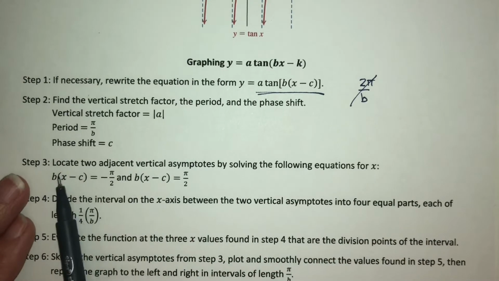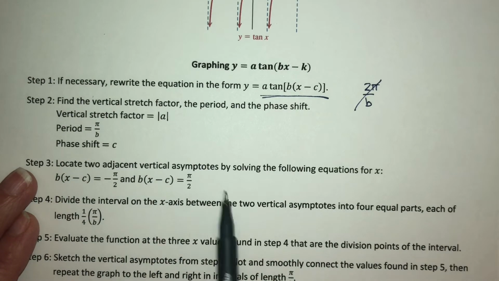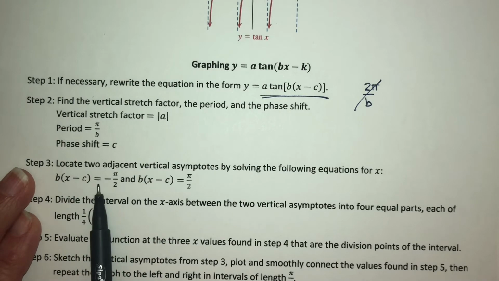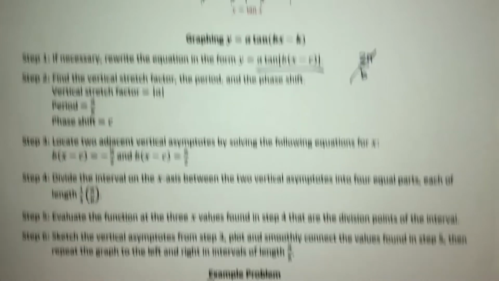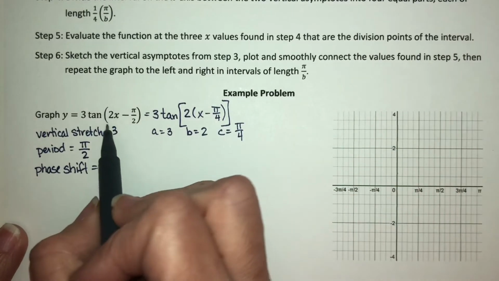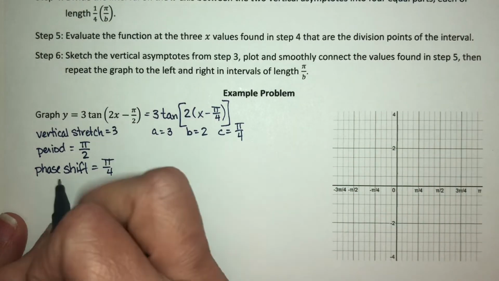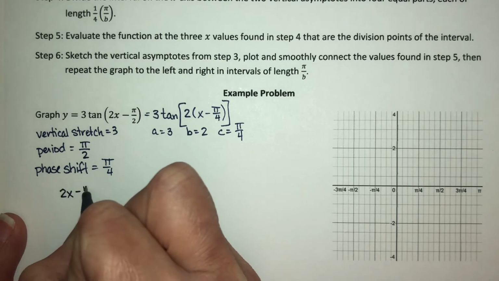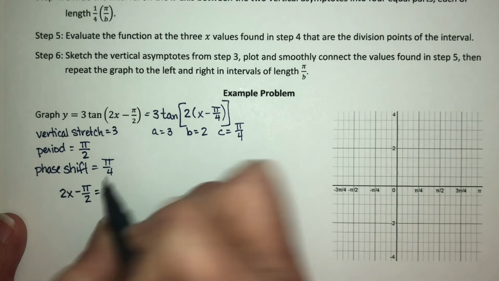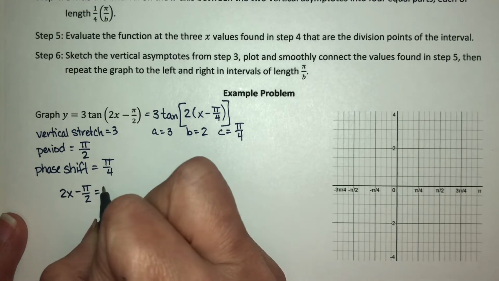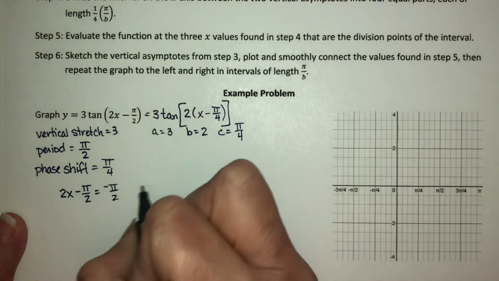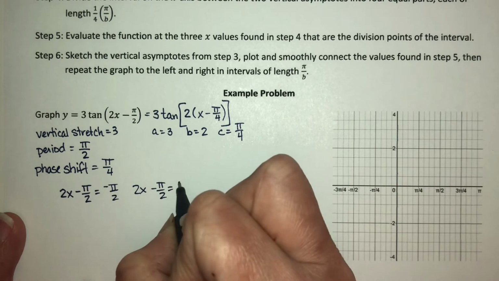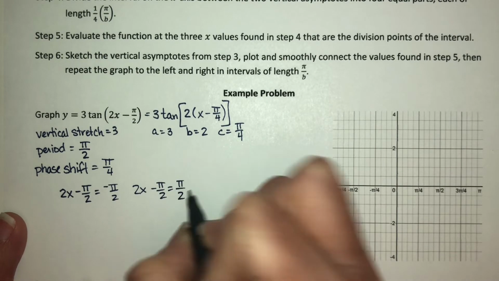Now we're going to find 2 adjacent vertical asymptotes. So I'm going to take the argument and set it equal to negative pi over 2 and then pi over 2. So I'm going to use the multiplied out form just because it's going to make it a little bit easier. So I'm going to set it equal to first negative pi over 2, and then I'll do the same thing again, equal to positive pi over 2.